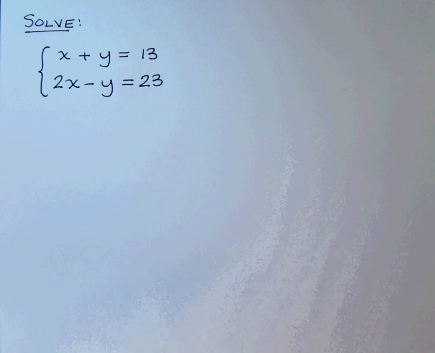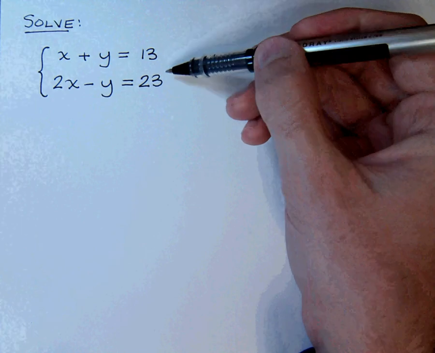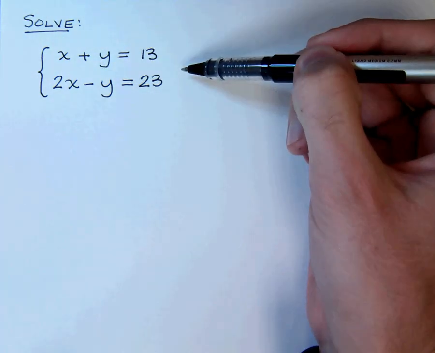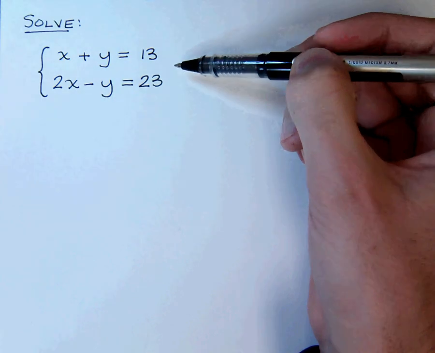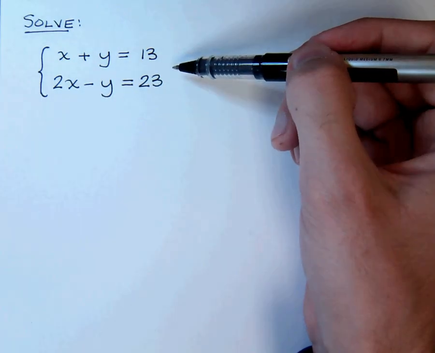In this video we want to solve a system of equations. Again, that's two equations, two unknowns, and the solution is supposed to be an ordered pair. Now in this example, we could use either the substitution method or the elimination method.